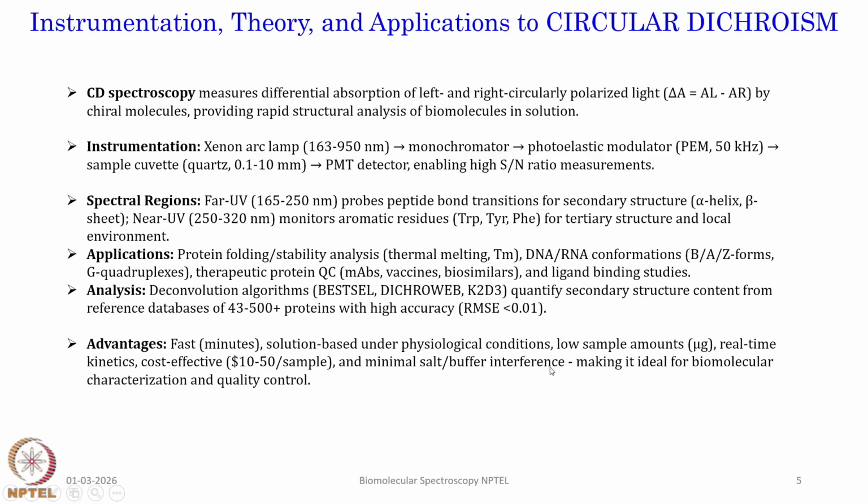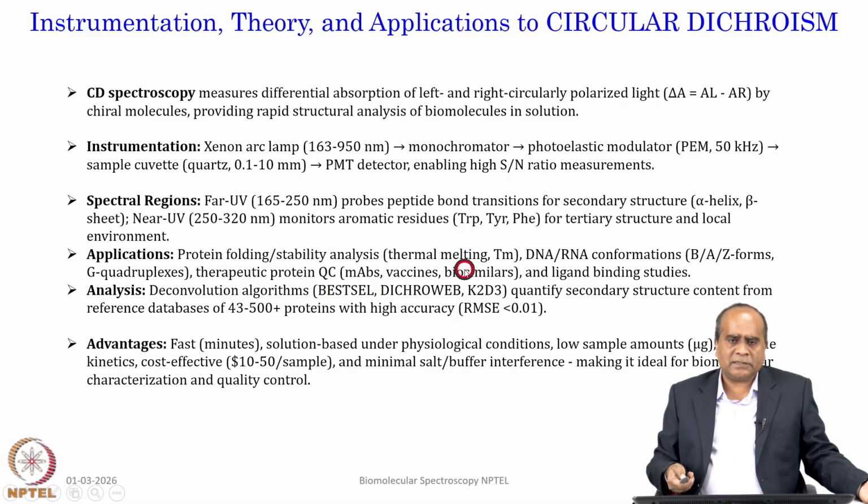So, you need to have some deconvolution happening, and the manufacturers, or even scientists, have come up with different deconvolution algorithms. One of them is BeStSel, the DichroWeb, or K2D3. These are software that basically help you analyze the content of alpha helix, beta sheet, and random coil.